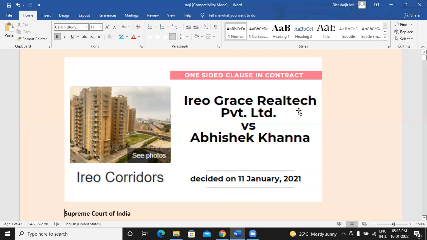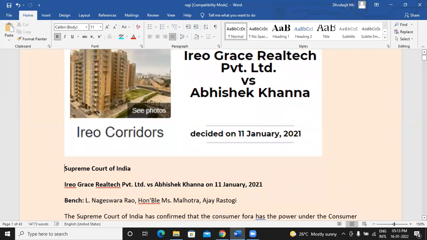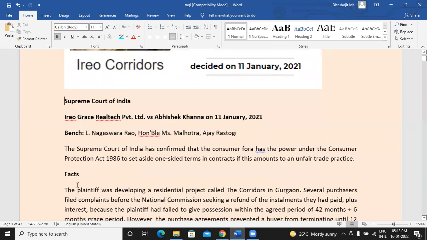In the same way, they also entered a clause wherein they said that this is the time frame when we are giving you possession. You can just come and you can stay here. Okay. Now this case which we have, it was filed in the Supreme Court of India. It was decided by a 3 judges bench. Now what is this case all about?